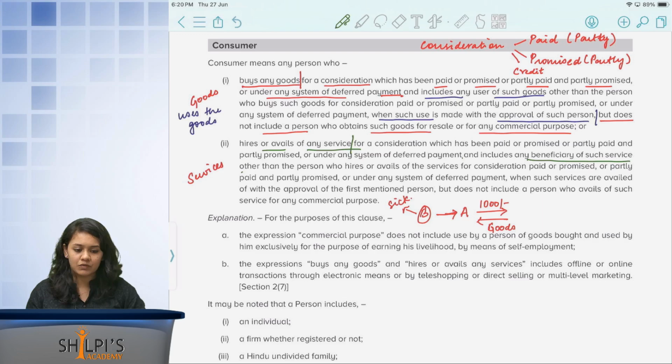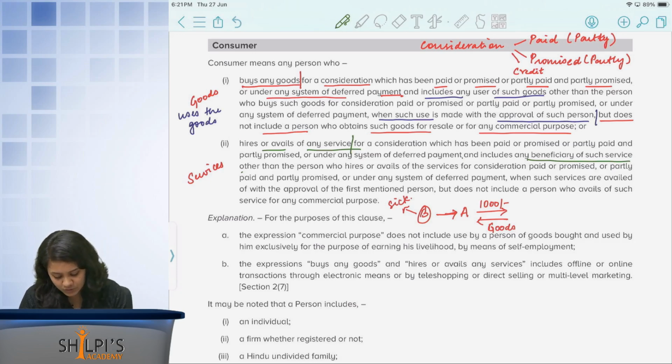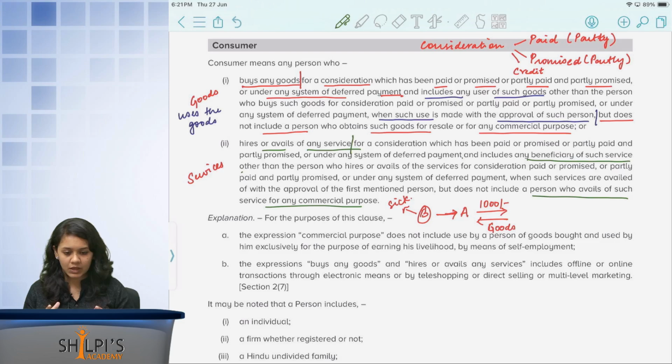For example, who can be a beneficiary of a service? I have a Hotstar account. My friend decides to use it, even though I am paying for it. So what is he doing? He is the beneficiary of that service. Okay. This beneficiary must be a person other than the person who avails of services for a consideration which is paid or promised, partly paid, partly promised, or under system of deferred payment. He must use these services with the approval of the first mentioned person. My friend must use my Hotstar account only with my permission and does not include anyone who is using it for a commercial purpose. So I hope this breakdown of the definition of consumer is simple and easy to understand for you all.